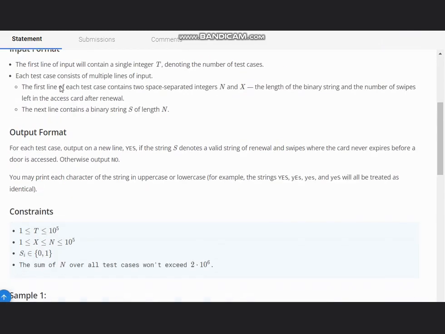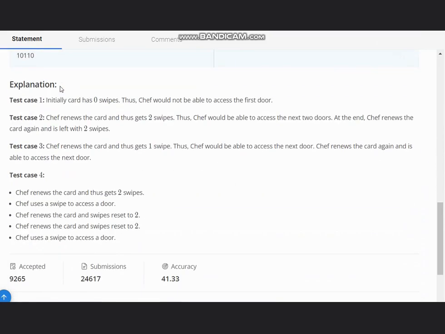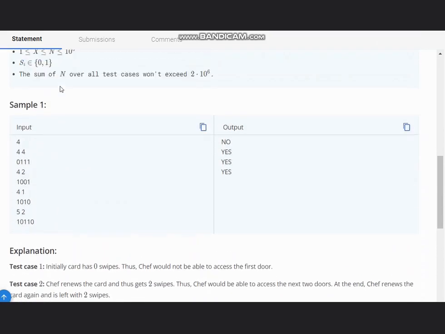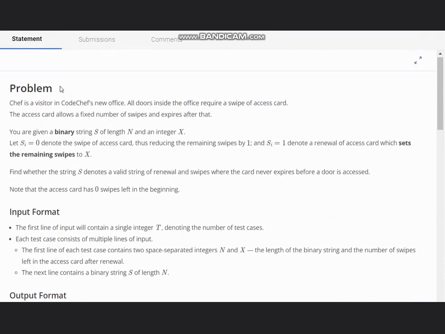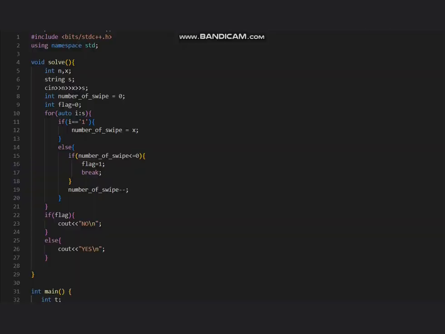So here is the problem, access control. As the problem is stated, we have the solution for it as follows. So for the second problem, we have the solution as follows.